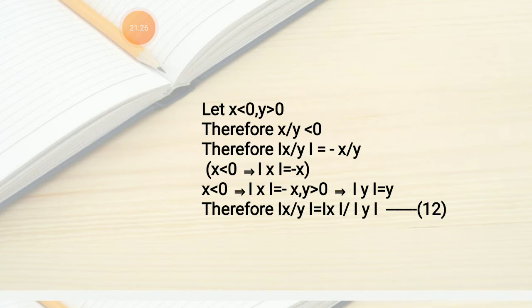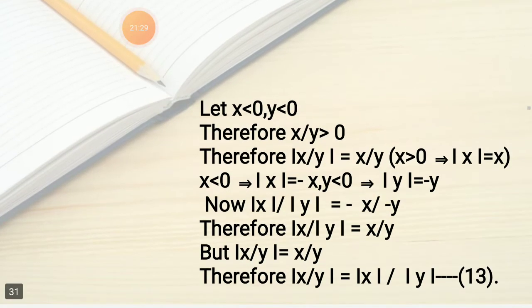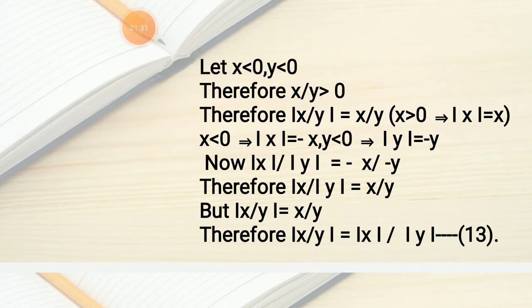This is the 12th equation. Now we are in the last case, x negative, y negative, therefore x by y is positive. So mod of x by y is equal to x by y, because x by y is positive. Whenever x is negative, mod x is minus x, and y negative means mod y is minus y, so mod x by mod y equals minus x by minus y. Therefore mod x by mod y is x by y. But mod x by y is also x by y. So mod of x by y equals mod x by mod y. This is the fourth case.